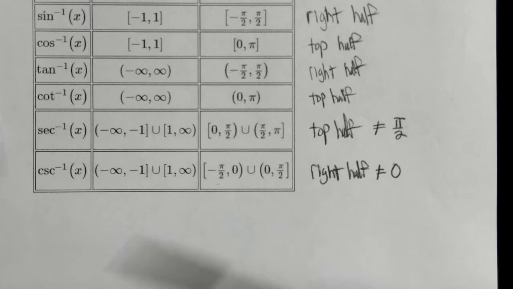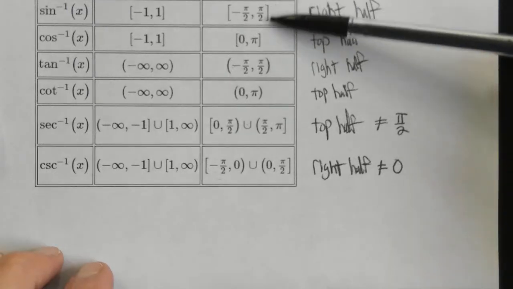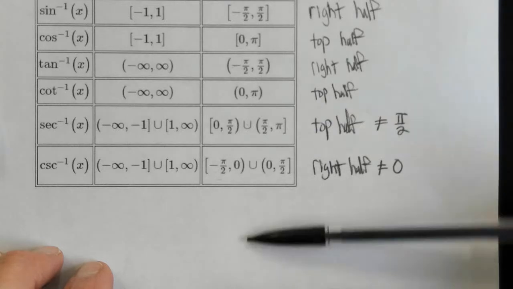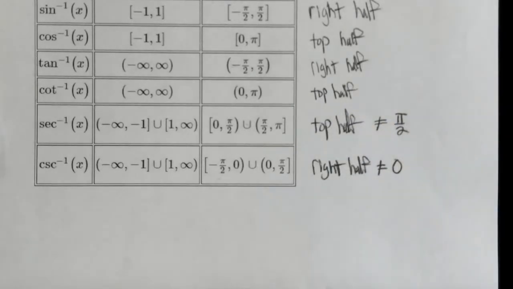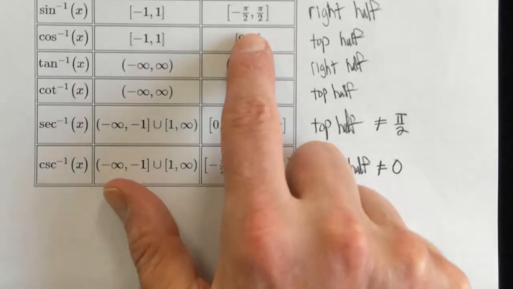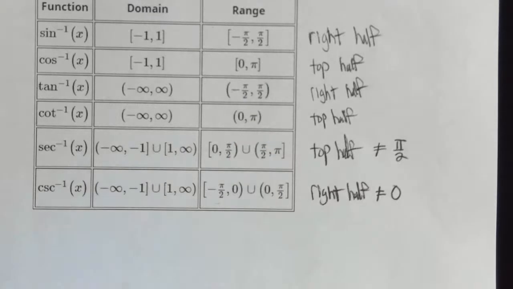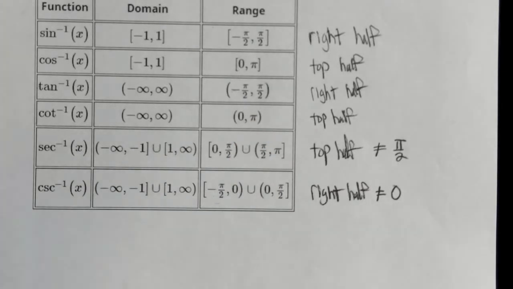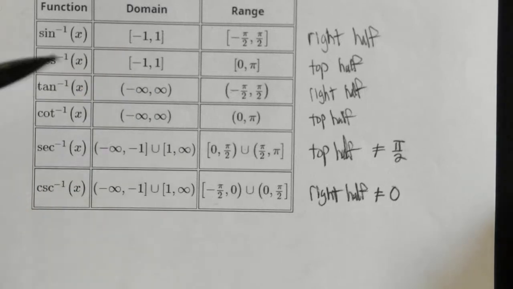The reason it's important to understand what an acceptable range is for these inverse functions is that on some of the problems we're going to look at, if you get an answer that's outside of the range, then you've got to throw that answer out. That's why it's important to make sure we understand what the range of those functions should be.